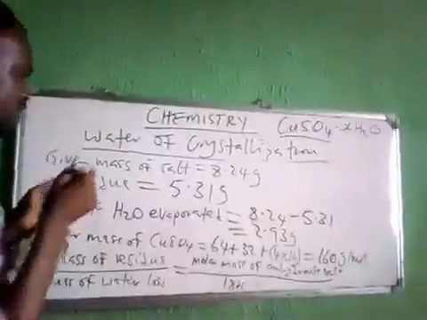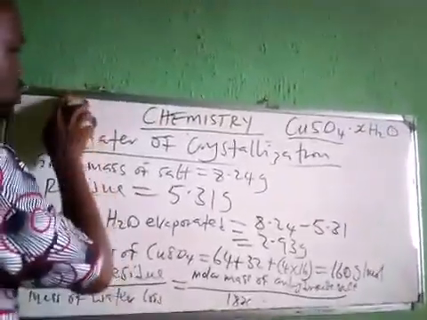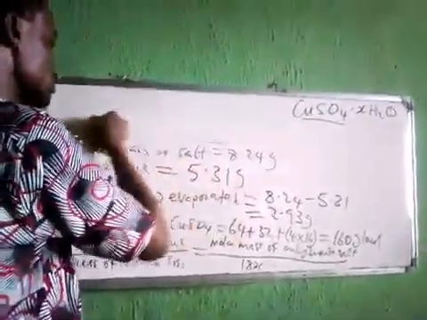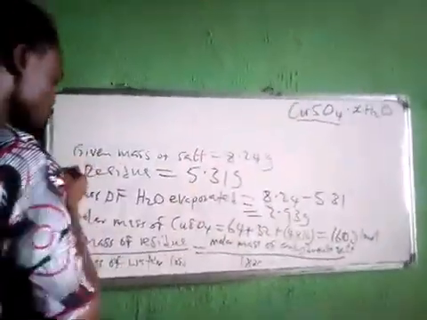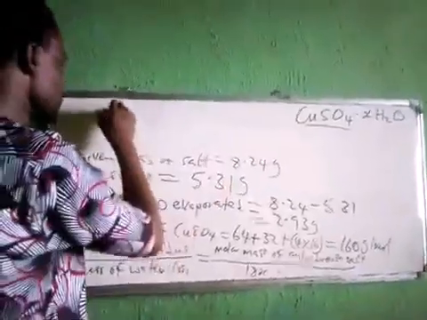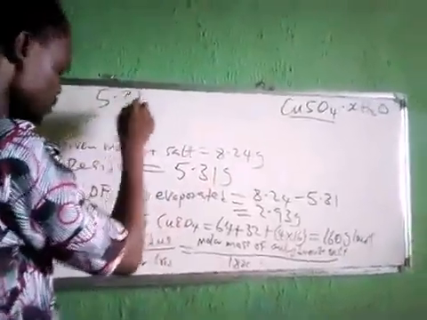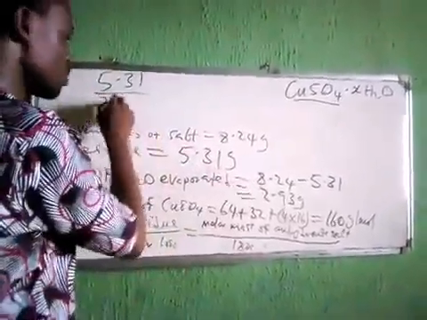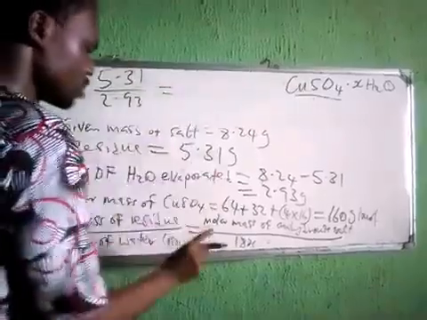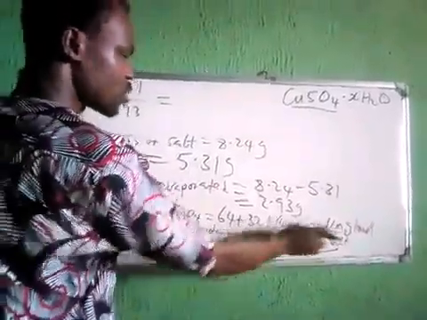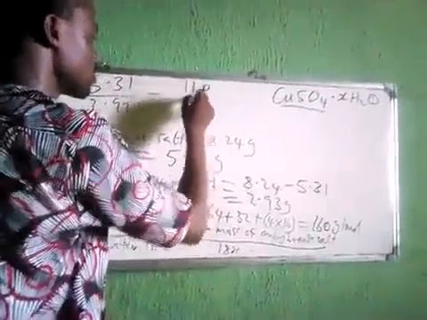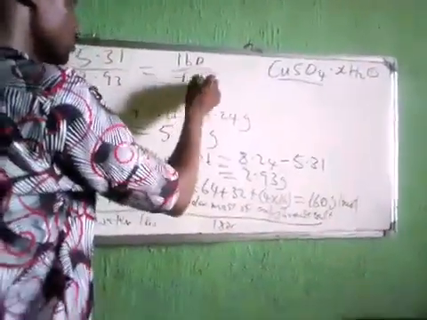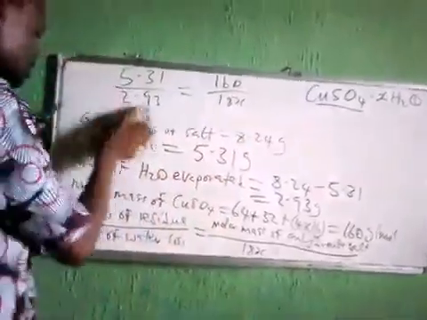So let's substitute the values into the equation and see what we are going to get. The mass of residue is 5.31. The mass of water lost is 2.93. The molar mass of anhydrous salt is 160. Then we have 18x.